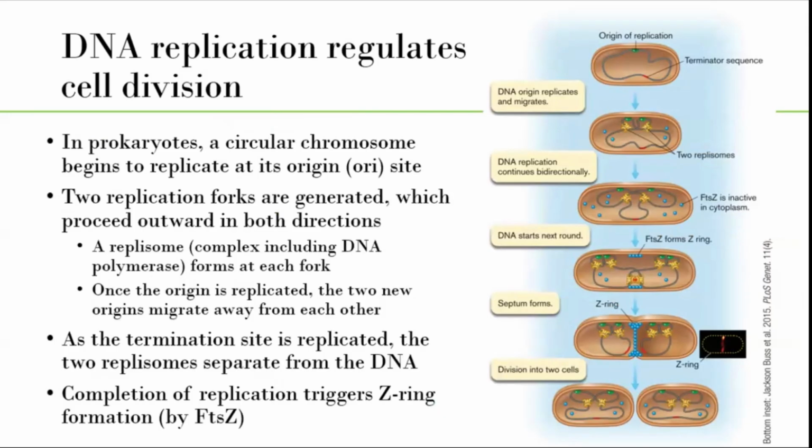So what happens is the chromosome starts to replicate, it duplicates its origin, and the origin starts to separate from itself immediately, the two origins. As this is dividing, the FtsZ ring starts to form. As soon as DNA replication finishes, as soon as it hits the termination site, the septum forms and the cell starts dividing. But while that's happening, we've already started a new round of replication. So the cell is constantly just replicate, divide, replicate, divide. That's how bacteria can grow so fast.